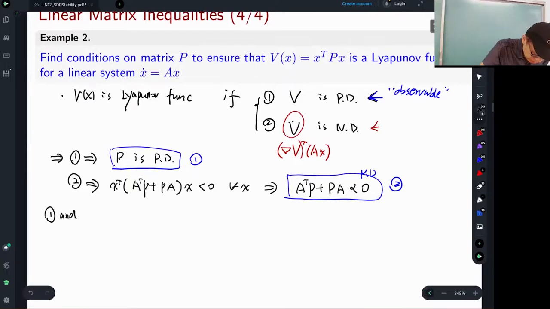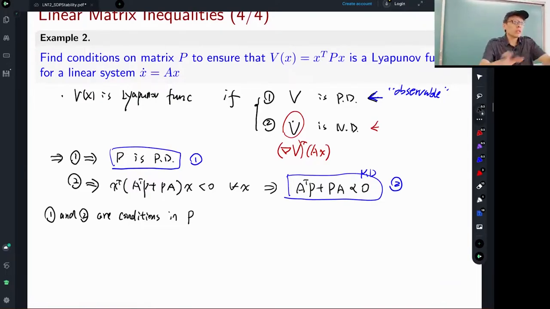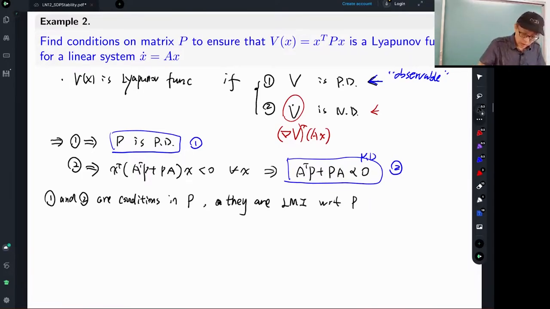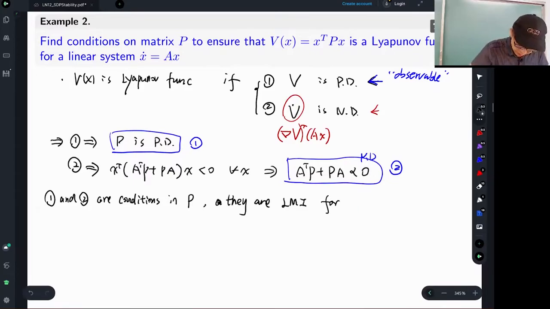One and two are conditions with respect to the matrix P. I didn't tell you what P is. Suppose we're looking for a matrix P such that V of X is a Lyapunov function. So I'm telling you the conditions in P are linear matrix inequalities with respect to P.